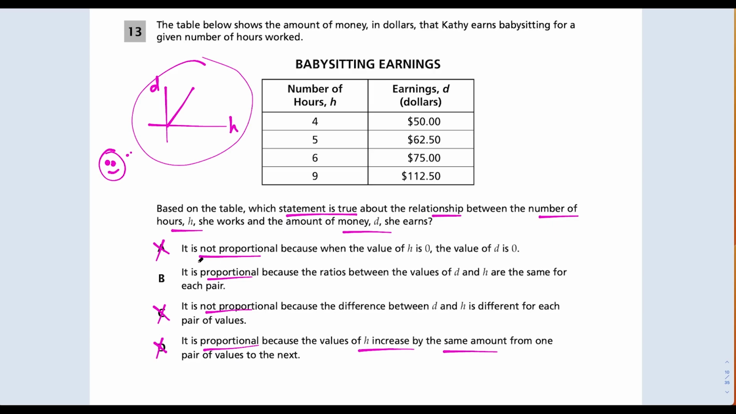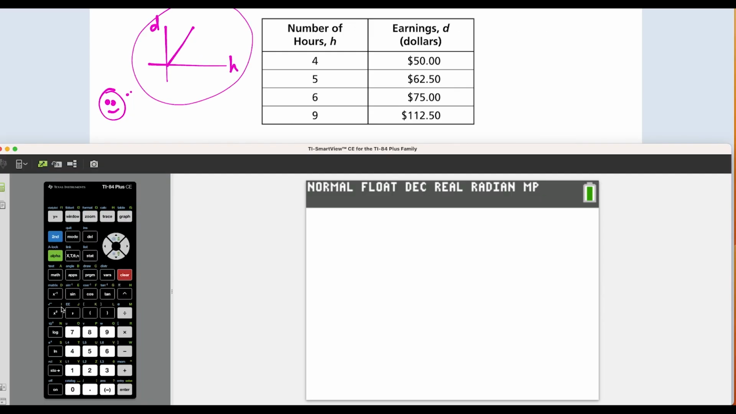But if we want to be 100% certain that choice B is correct, let's check that the ratios between D and H are the same all throughout.